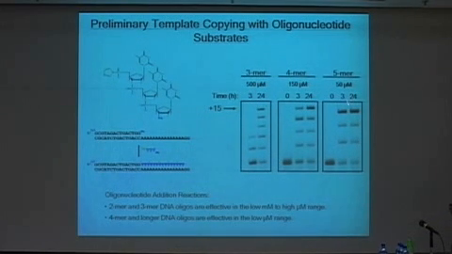A 3-mer, 4-mer, and 5-mer, where I'm asking for the addition of this, and we see what we would expect to happen with a 3-mer at a high concentration. The template copy reaction is completed in about 24 hours. As we increase the length of the oligo substrate, we can reduce the effective concentration as well as the time to completion.